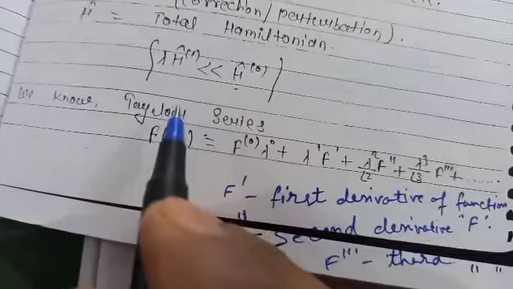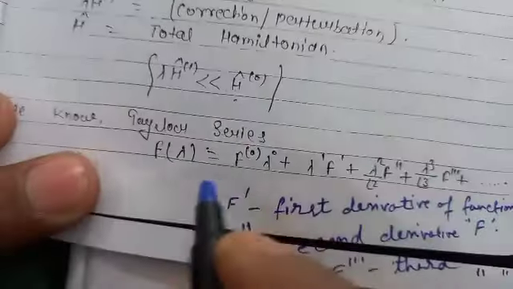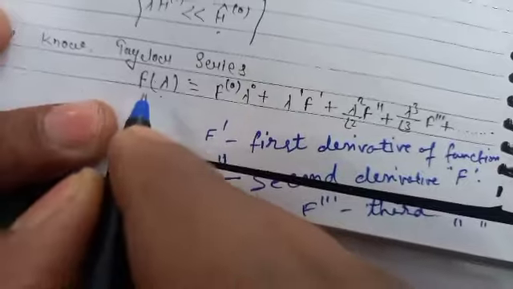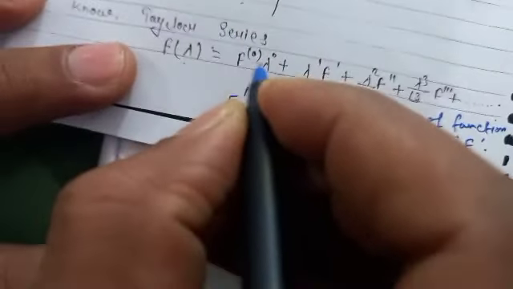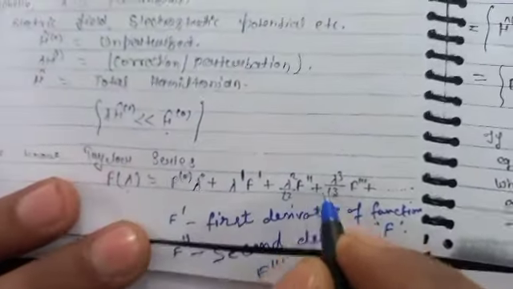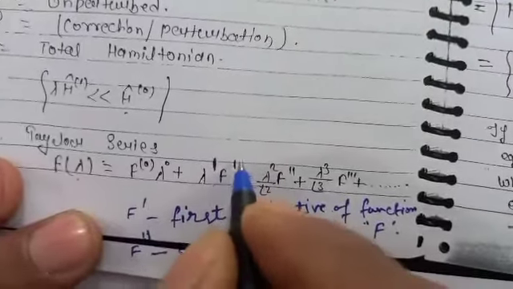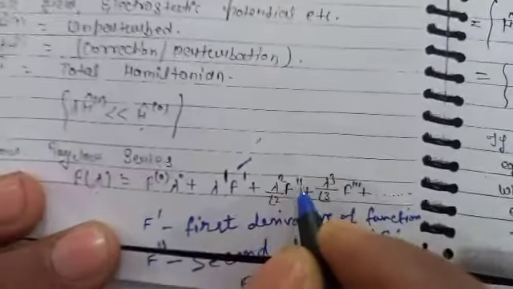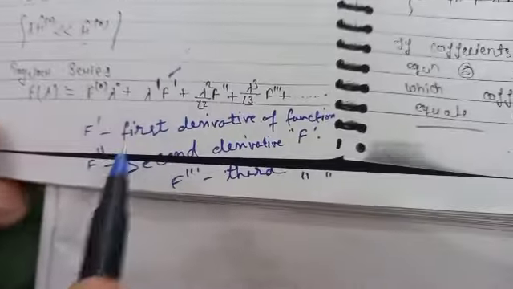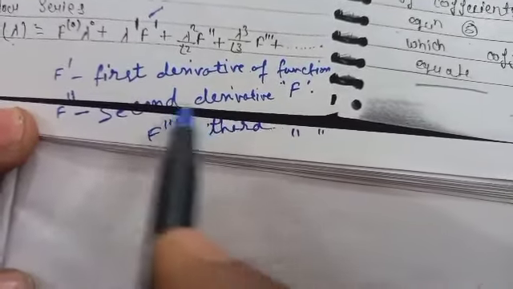Here we will use a mathematical tool known as the Taylor series. Since our function is a variable of lambda, f of lambda equals f naught, lambda power 1 f prime, plus lambda square upon factorial 2 f double prime, plus lambda cube upon factorial 3 f triple prime, and so on. Here f prime, f double prime indicate the first derivative, second derivative of the function, and third, and so on.